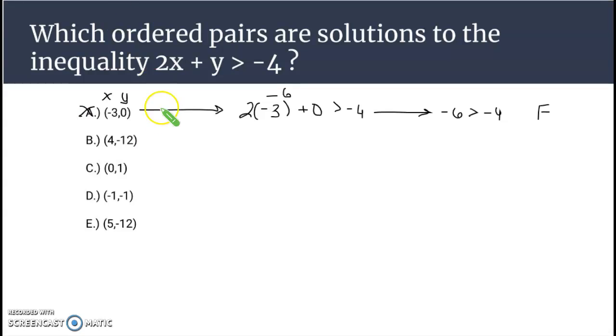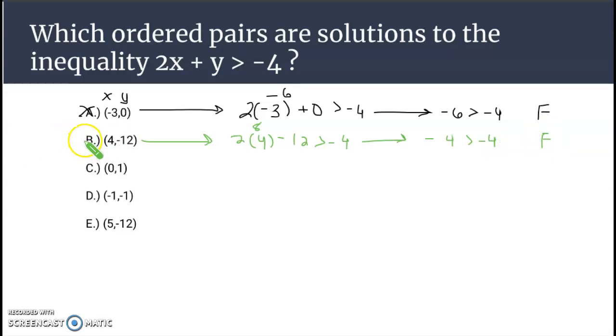4, -12. I'm going to put a 4 in for x and a -12 in for y. Is that greater than -4? Alright, 2 times 4 is 8, and 8 minus 12 is -4. And basically now we're saying, is -4 greater than itself? That's an untrue statement, so B does not work.